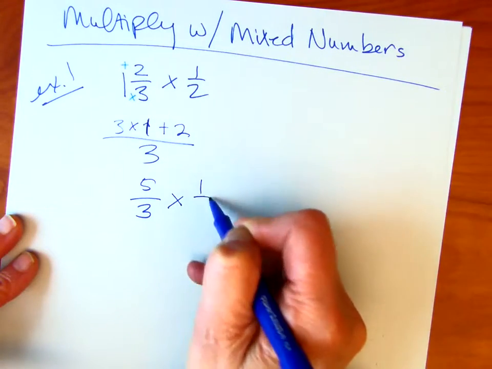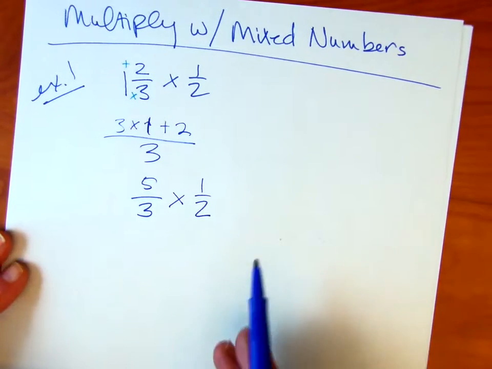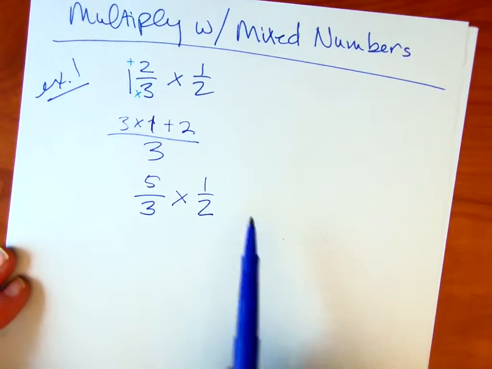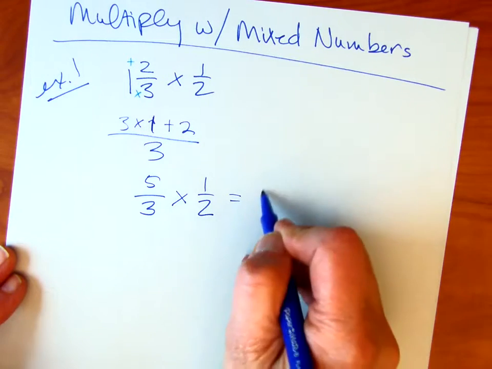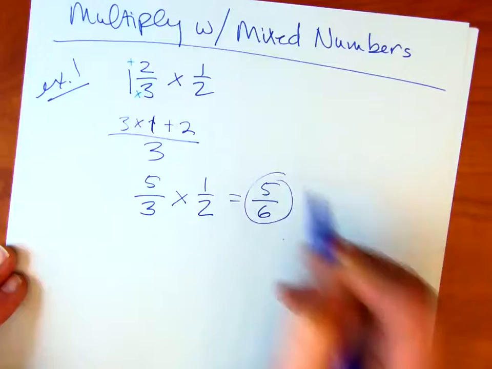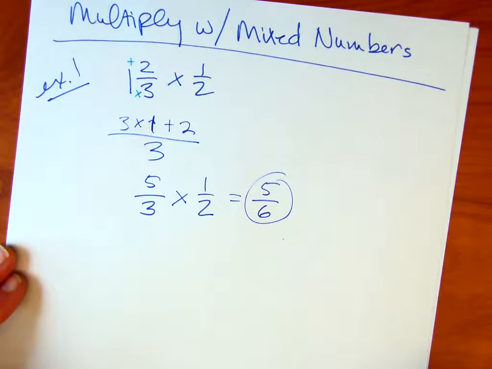Now we can multiply by 1/2. And of course I'm going to say reduce first if you can. It doesn't look like we can reduce these, so I'm just going to multiply straight across. And so we get 5/6.